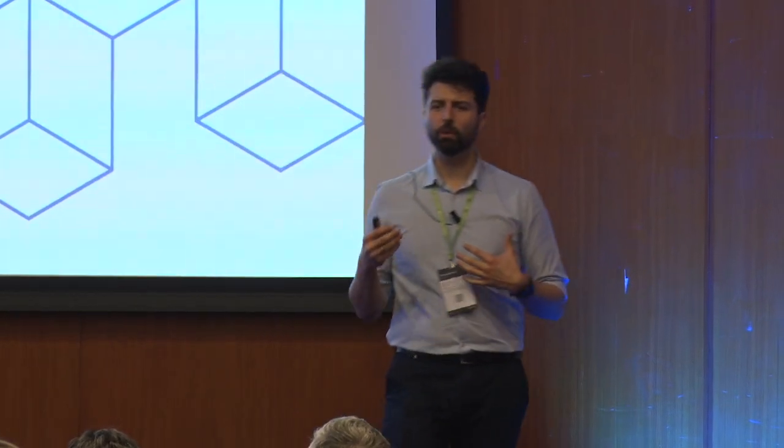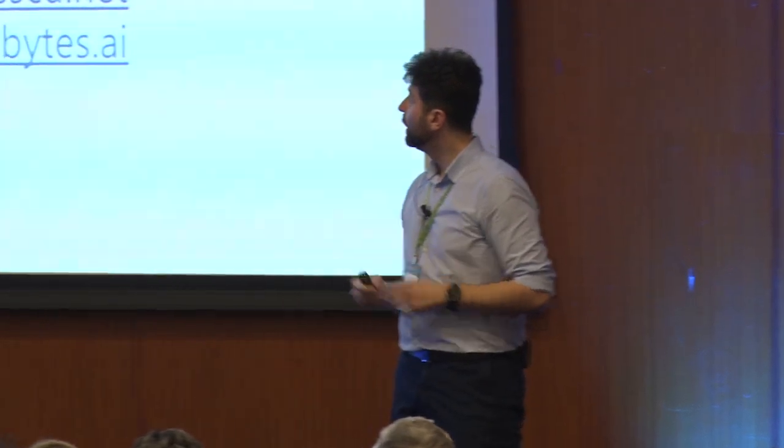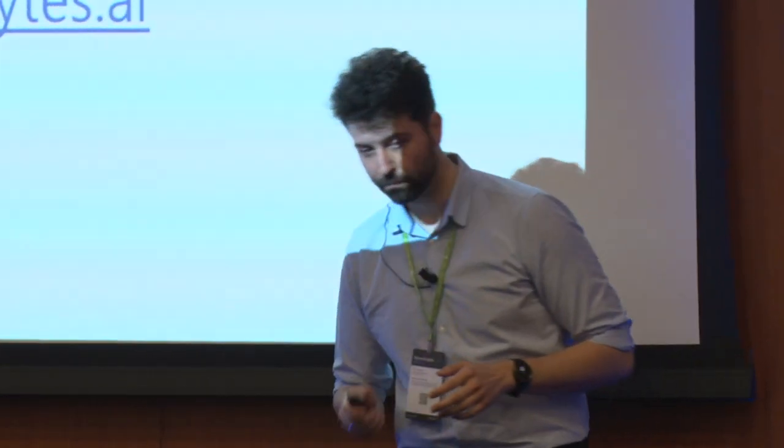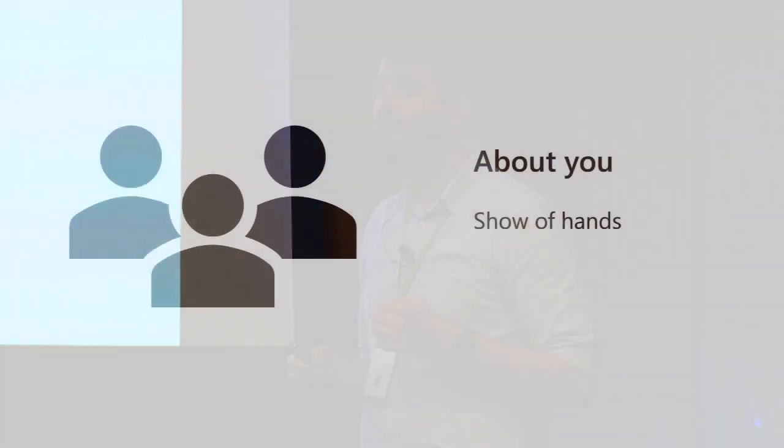Before we start, I'd like to make some introductions. So I'd like you to know a bit about me, and I'd like me to know a bit about you, to get to know each other. So in short, I'm Vlad Iliescu. I come from Romania, from sunny Romania, fingers crossed. I'm a Microsoft MVP on AI, and I work at this small but badass company called StrongBytes, where we do all kinds of fun projects for customers large and small. And that's all the introduction for me.